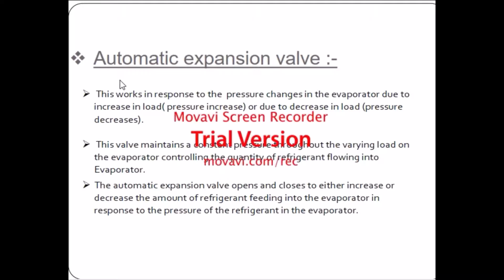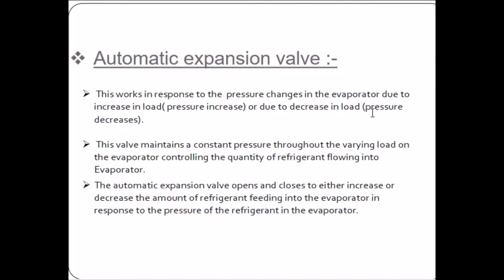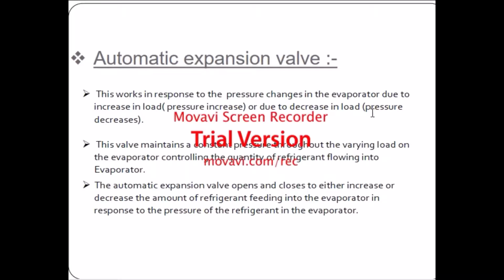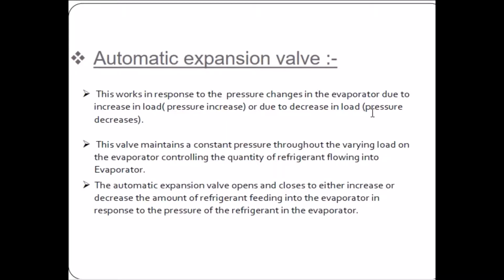So the automatic expansion valve works in response to the pressure change in the evaporator: due to an increase in load, the pressure increases, or due to a decrease in load, the pressure decreases. So this automatic system will control the needle. Needle means the diaphragm. The diaphragm means the space within the valve, between the output and input. So this pressure will control.